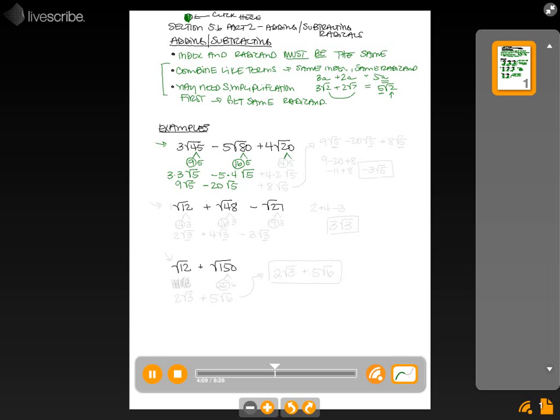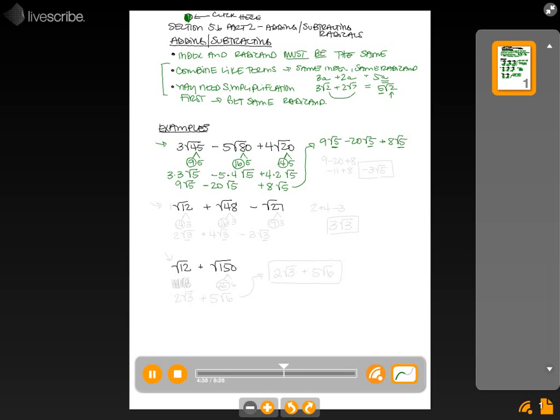4 square roots of 20. 20 will break down into 4 times 5. 4 is a perfect square. That means a 2 is going out in front. So now we have 4 times 2, square root of 5. 4 times 2 is 8, square roots of 5. So let's rewrite this over here. Now we have 9 square roots of 5 minus 20 square roots of 5 plus 8 square roots of 5. Now we're going to use that idea where we're combining like terms. They all have the square root of 5.